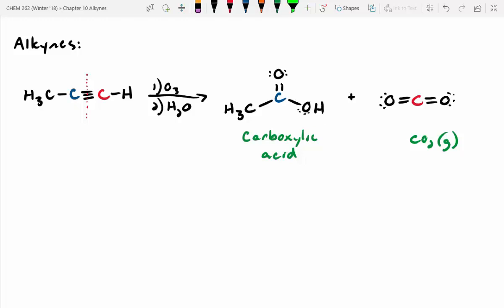I'm not going to get into the full mechanism behind this, but this is a new way of making carboxylic acids. Currently, we don't have a good way of making carboxylic acids. So this is the first reaction we've seen where we can make that new functional group. All right, let's take a look at another example.